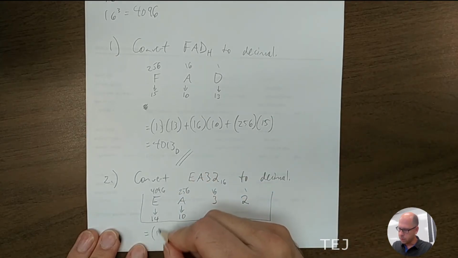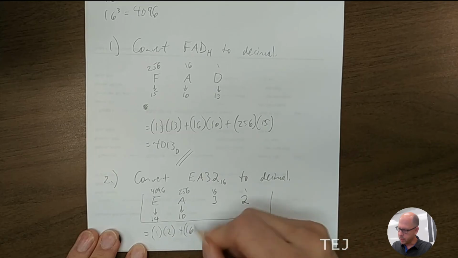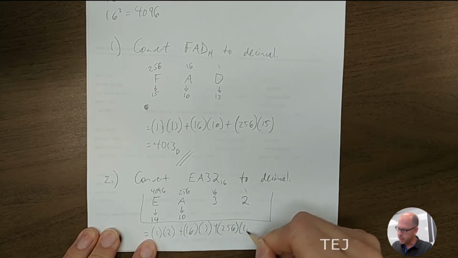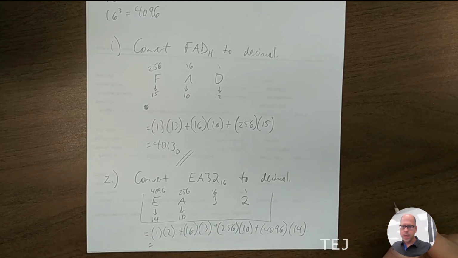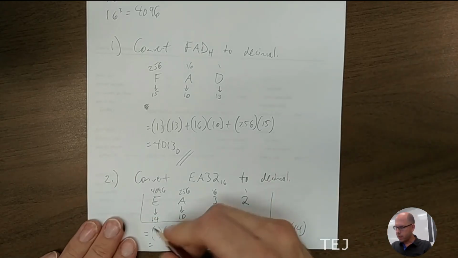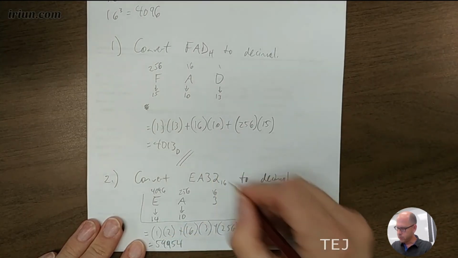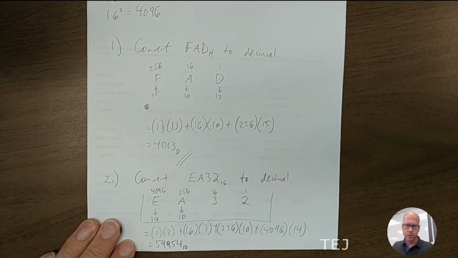So we have 1 times 2 plus 16 times 3 plus 256 times 10 plus 4,096 times 14. And that is going to give us 59,954. And we use the numeral here for the subscript, so I'll use the numeral here for decimal subscript.